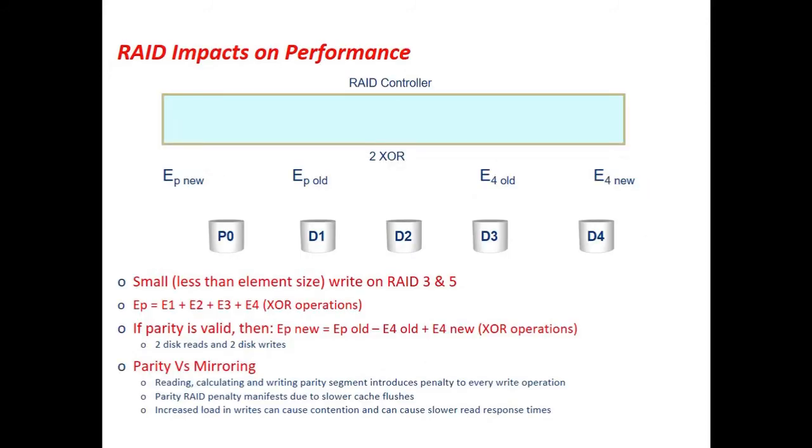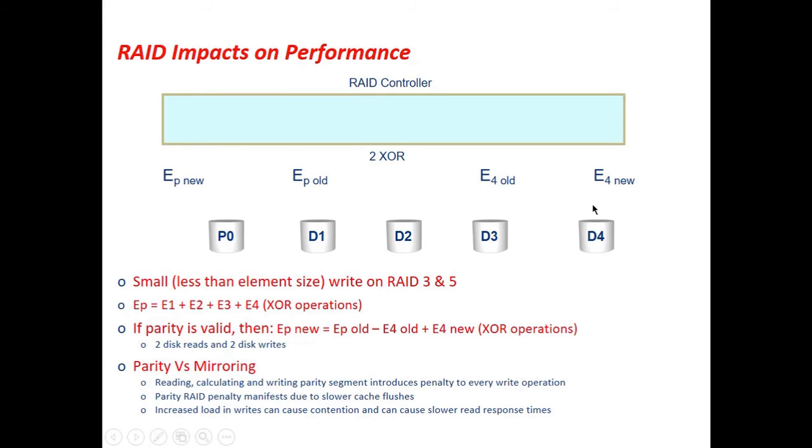Now let us see what the RAID impact on performance is. Suppose a new block of data, let us say a block of data in disk 4, needs to be stored. The RAID controller will have to perform a bunch of read and write operations. The total number of read and write operations that need to be done is called the write penalty. The higher the write penalty, the higher the impact of RAID implementation on the performance of the system. Let us say data present on this disk 4, or E4, needs to be updated.